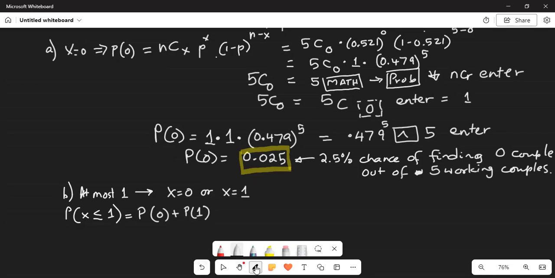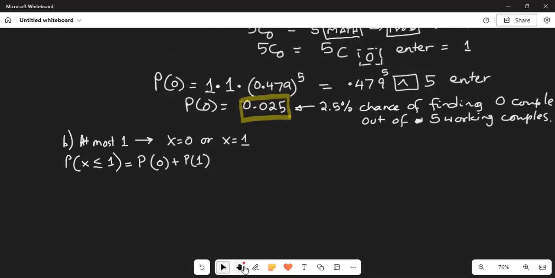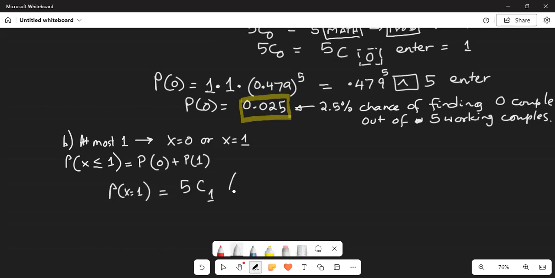Now we need to find P of 1. So using the same formula, P of x equal to 1 will be 5C1, then the probability of success, 0.521, raised to the power of the number of successes, which is 1, and then multiplied by the probability of failure, 0.479, with exponent 5 minus 1.